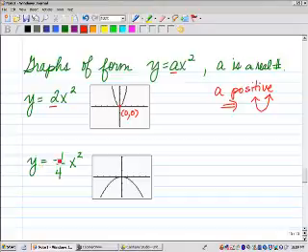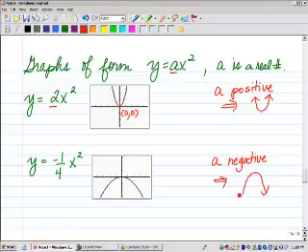Now, if we look at y is equal to negative 1/4 x squared, when we have a value of a that is negative, then our parabola opens down. And you might can understand what I'm about to say here. A negative person is frowning all the time, right? So if a is positive, they're smiling, the parabola goes up. If a is negative, they're frowning, and the parabola goes down.